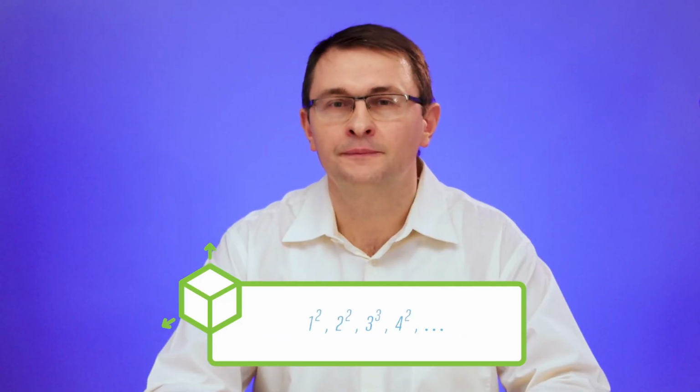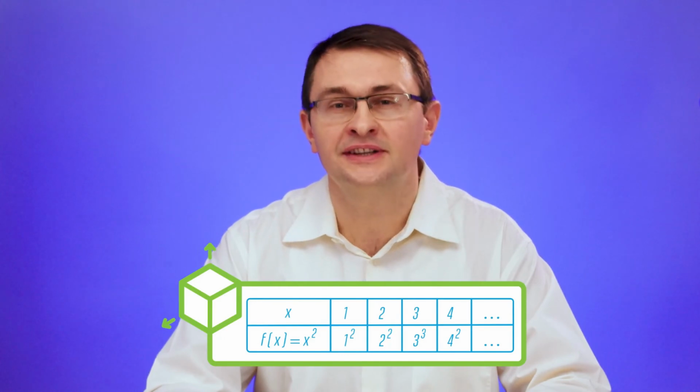And did you know, for example, that a numerical sequence is also a function? That's right. The arguments of such a function are natural numbers, and the values are the terms of the sequence in question. For example, the sequence of perfect squares is a table-defined function x squared, defined on the set of natural numbers. In fact, functions surround us everywhere.